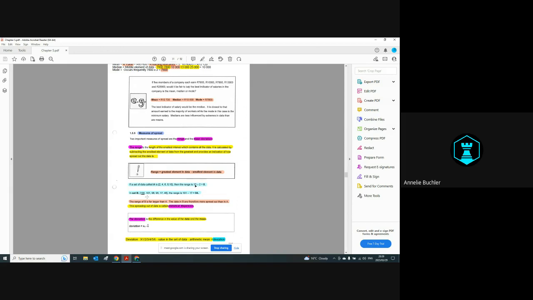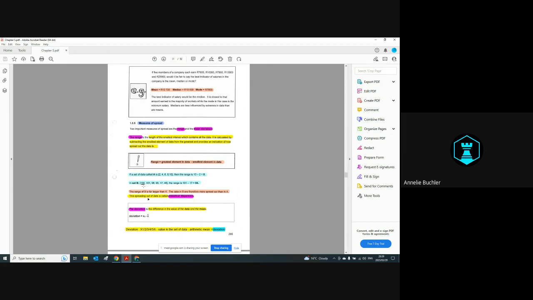In set B, we will look at the highest element, which is 101, and the smallest, which is 17. So 101 minus 17 is 84. That is our range. So the range in data set A will be 8. The range in data set B will be 84. So the range of B is far larger than A. The data in B are therefore more spread out than in A. So if it's larger, it's got a higher value, it's more spread out. The spreading out of this data is called statistical dispersion.